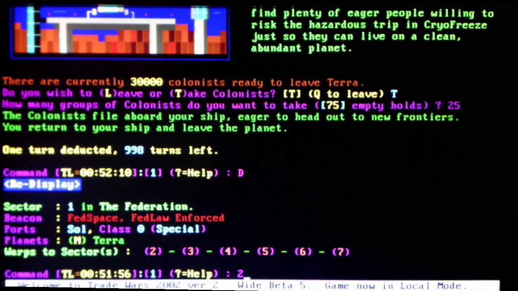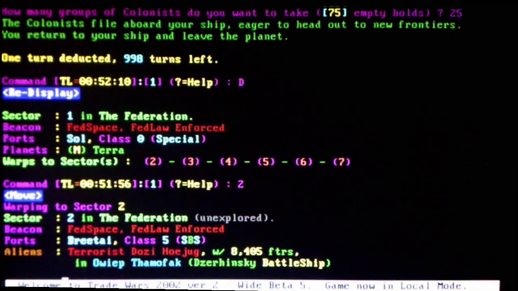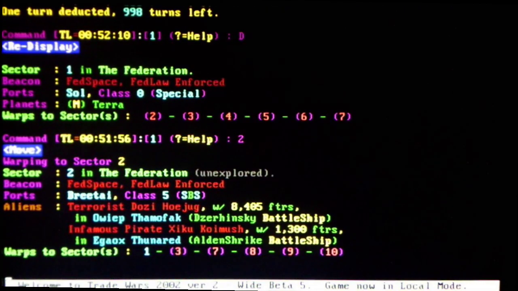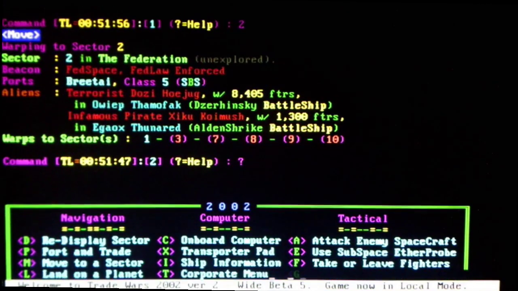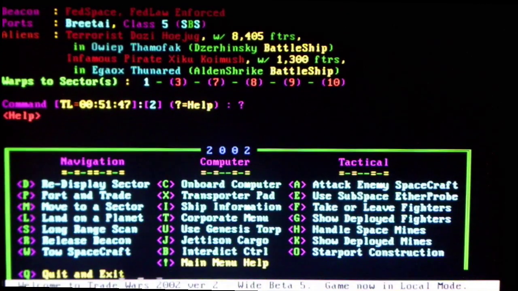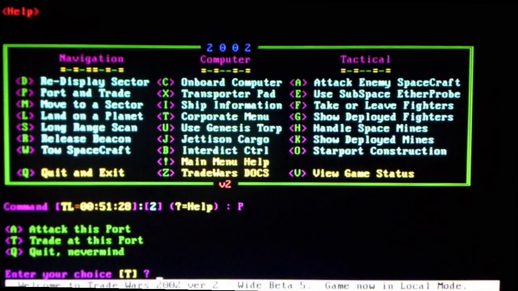Let's go to 2. We are warping to Sector 2. A lot of fighters here. There's a port. Let's see if we can land at the port. Port and trade. Okay, P. And this is how I know my brain is going downhill. We're going to trade at this port.